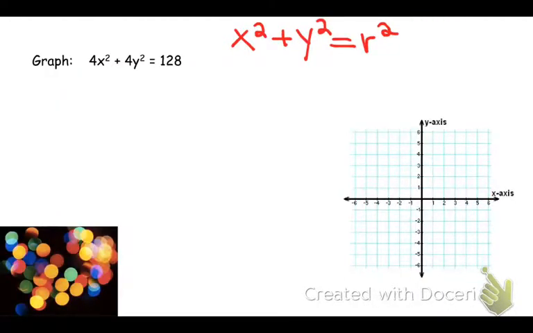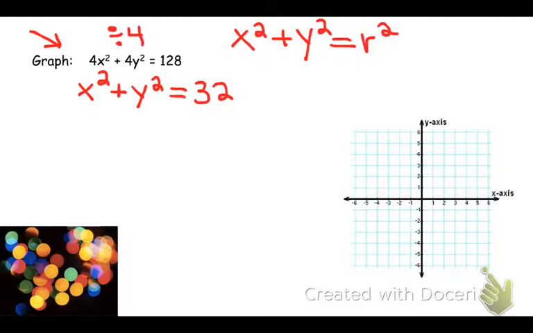Our next example is not quite in standard form. We have coefficients in front of our x squared and y squared. So the first thing we're going to need to do is to factor out or divide everything by 4. So when we do that, we end up getting x squared plus y squared equals 32. And remember I said we divided everything by 4. 32 is not a perfect square.